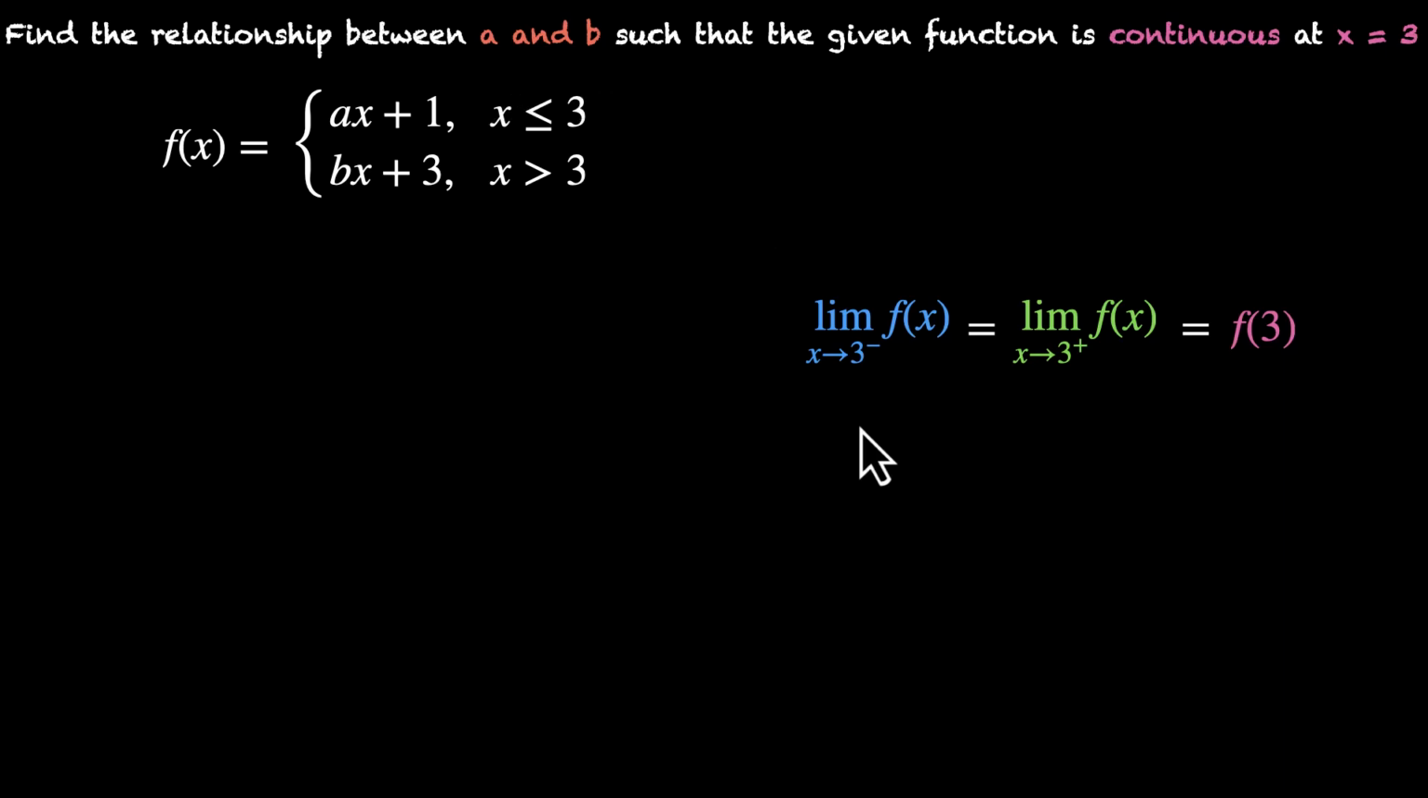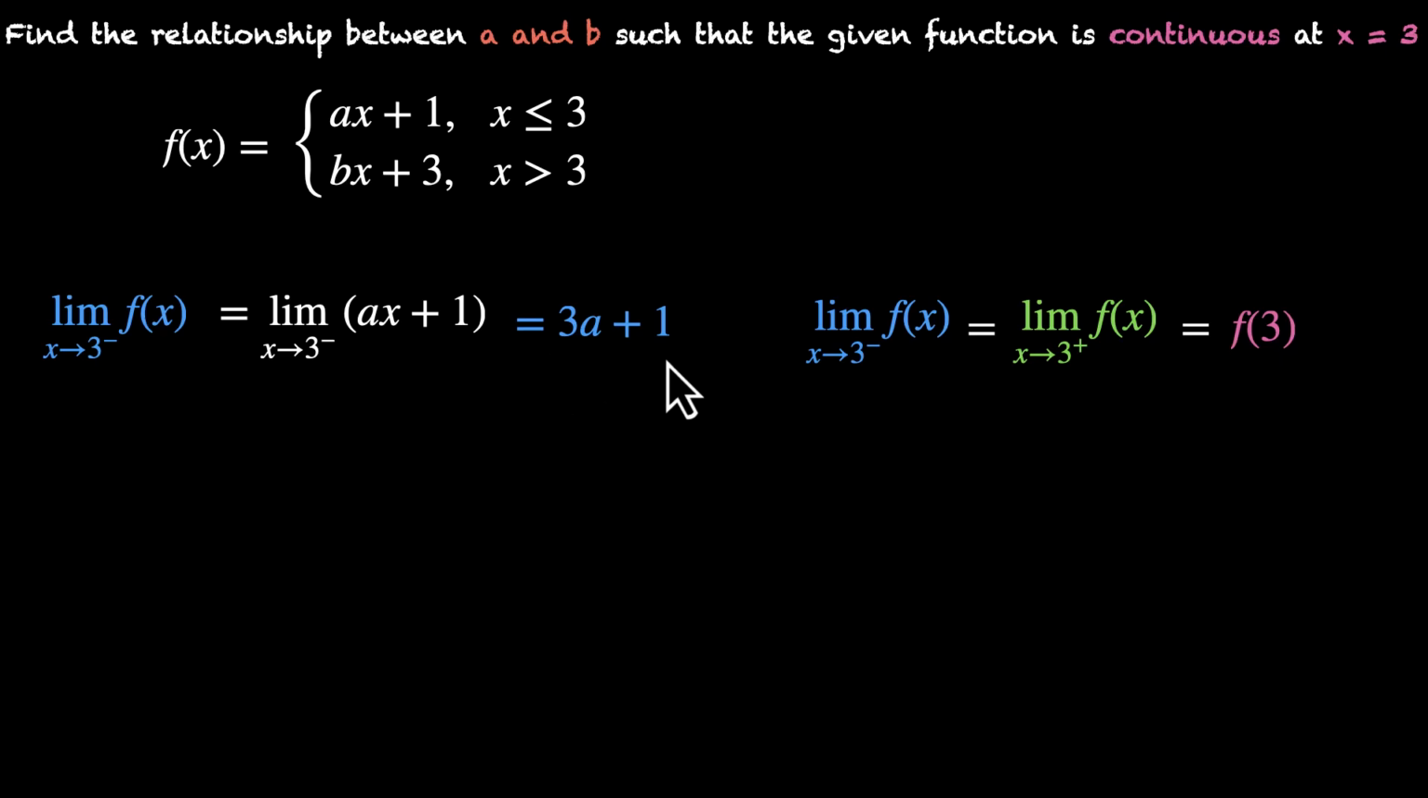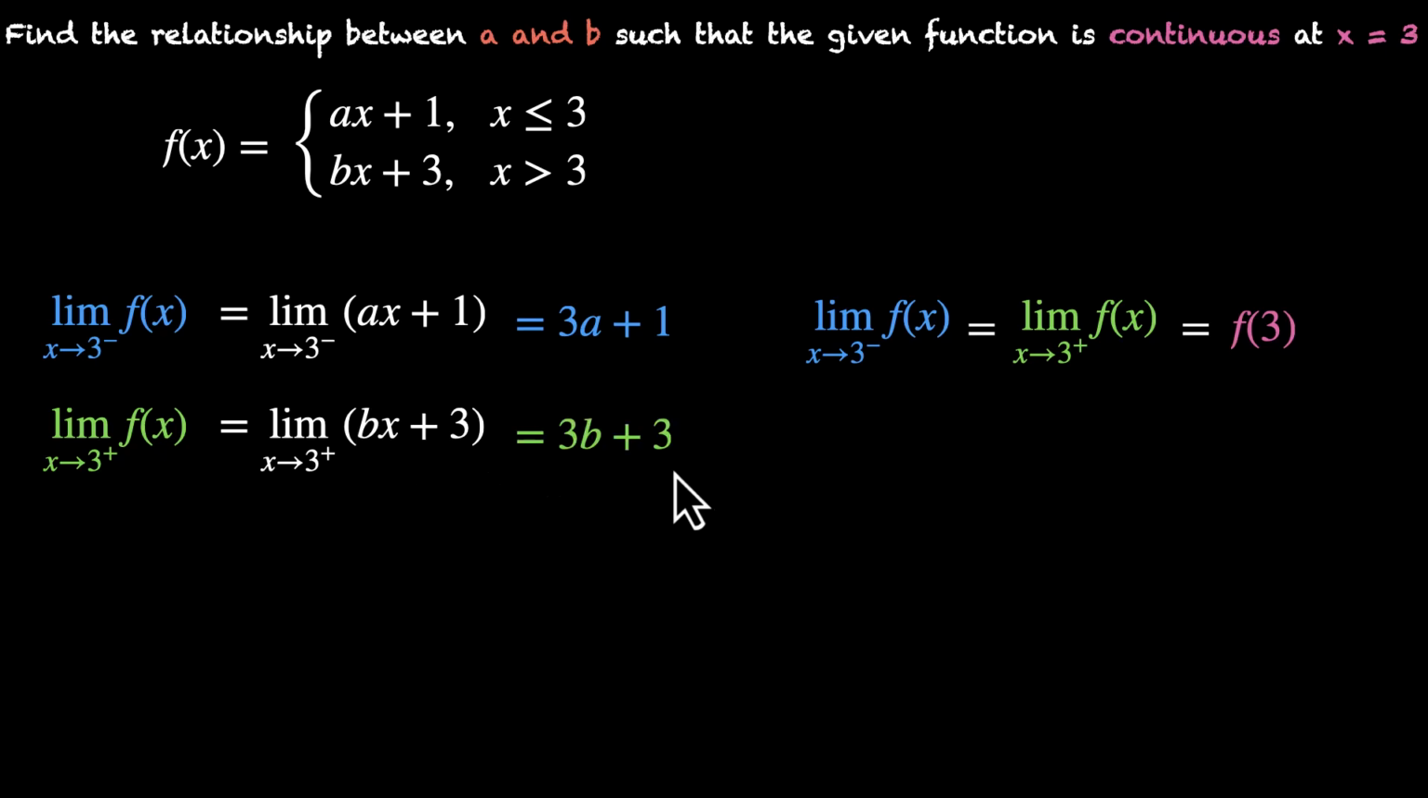So let's do that. Let's find these limits. Limit as x tends to 3 minus, which is the left hand limit of f(x). For the left hand side, we'll use this definition, ax plus 1. So let's plug in 3. This is going to be 3a plus 1. What's the right hand limit? x tends to 3 plus f(x). For this, we'll use this definition, bx plus 3. So that's going to be b times 3 plus 3, that's 3b plus 3. All right, we have both these limits. Both of them have to be equal. So that's our first equation.